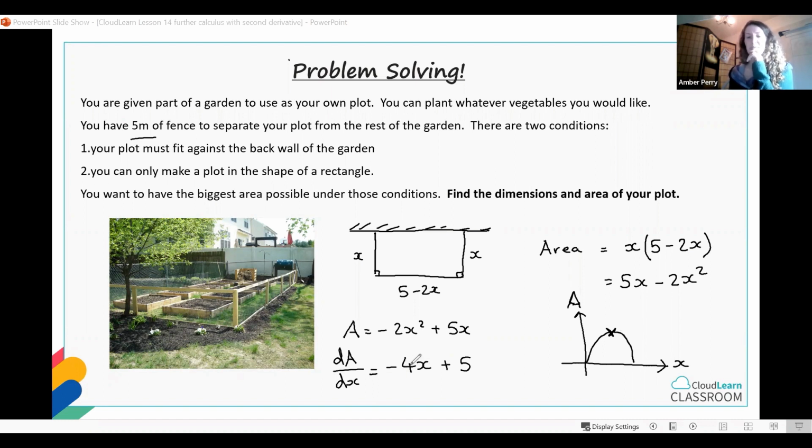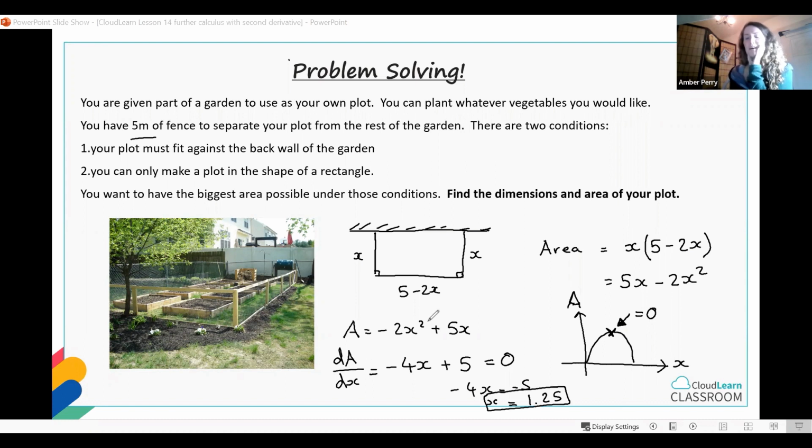Now, I want to find where that maximum is, where the gradient is equal to 0. The maximum point is where the gradient is equal to 0. So to find that maximum point, I'm going to let that gradient be equal to 0. And then I solve it. So minus 4x is equal to minus 5. And x then is equal to 5 divided by 4, which is 1.25. So x is equal to 1.25.